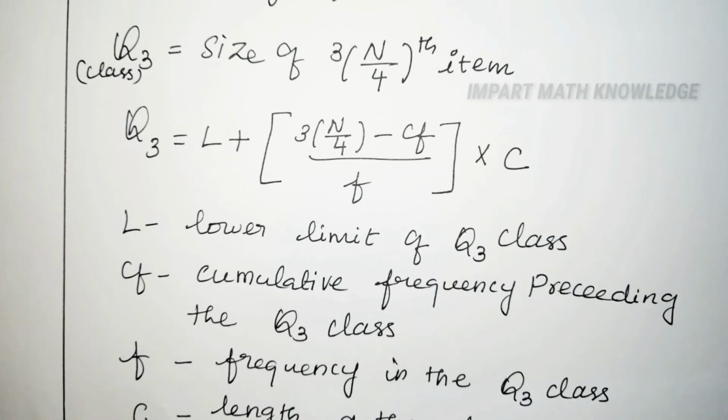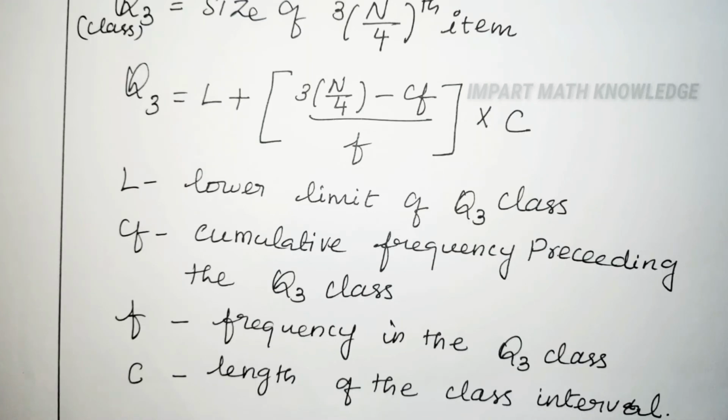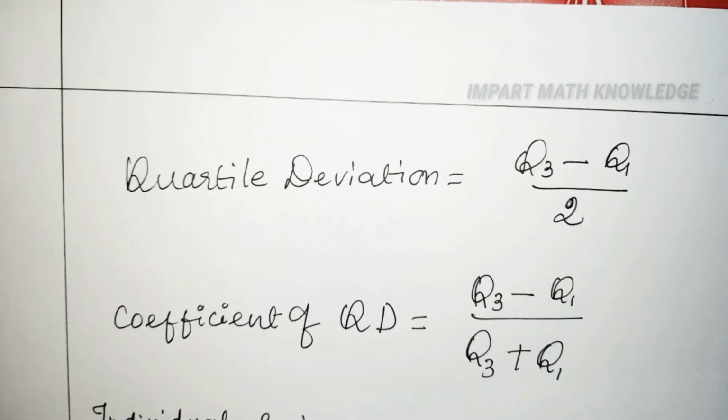For the upper quartile, first we have to find the Q3 class. Q3 class is equal to the size of 3 into n by 4th item, and Q3 is equal to L plus (3 into n by 4 minus cumulative frequency) divided by frequency, into C, where L is the lower limit of the Q3 class, CF is the cumulative frequency preceding the Q3 class, F is the frequency in the Q3 class, and C is the length of the class interval.